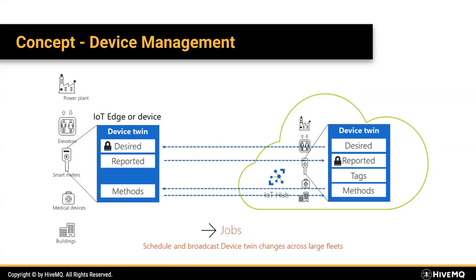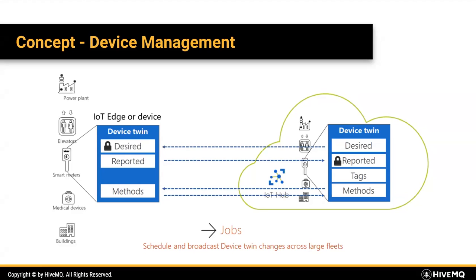These properties or these parts of the settings, in the terminology and in the Azure documentation, are called desired and reported properties. Desired properties are something that is desired from the cloud, and reported properties is the actual state and the actual status on the device itself.